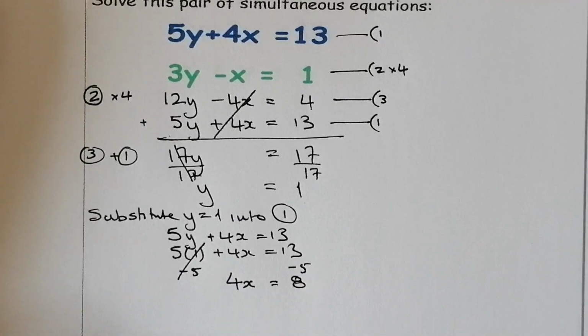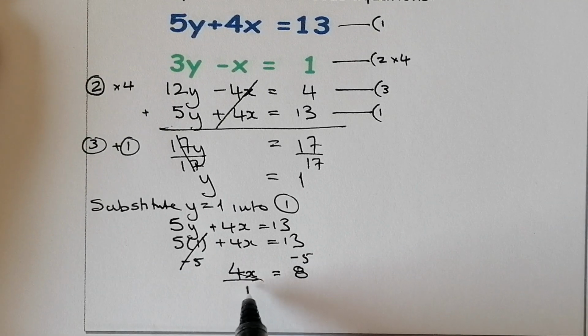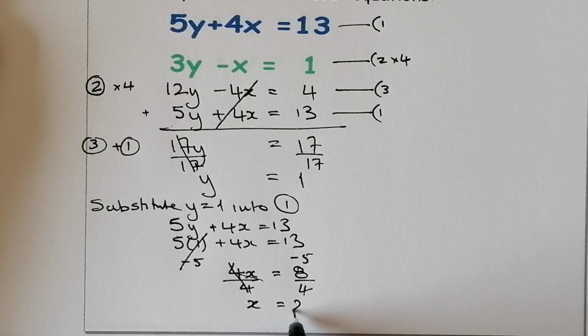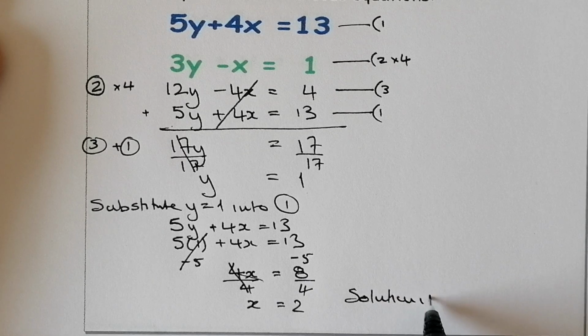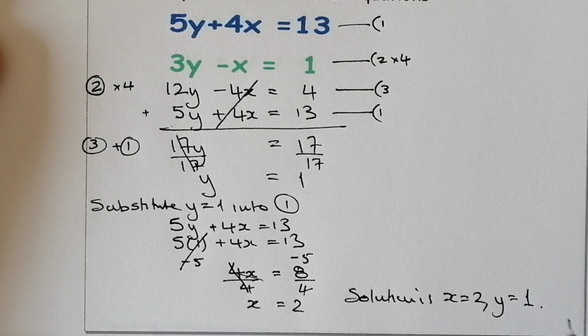What I'll then do with that, I'll just divide both sides by 4. Eliminates that part, leaves me with x is equal to 2. So that will be my solution. Solution is x equals 2 and y equals 1.